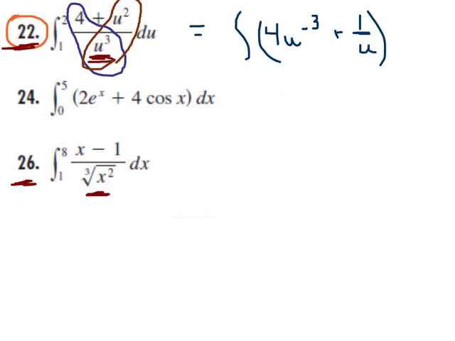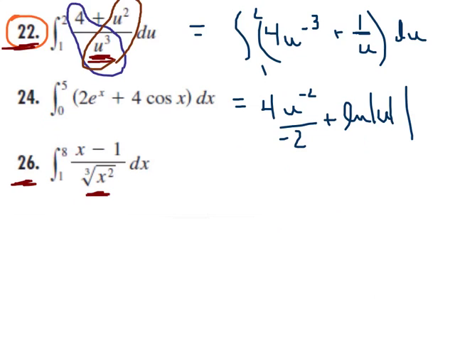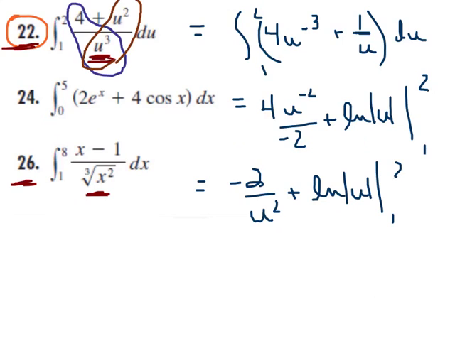Right? Okay. So look at your formula sheet. And we're going from 1 to 2. So first let's get our integral. 4 times u to the 1 higher power over that power, and then plus the natural log of u, and we're going from 1 to 2. Now let's just simplify this part a little bit. We have a negative 2 and a 4, so that's just going to give us a negative 2 over u squared plus the natural log of the absolute value of u from 1 to 2.